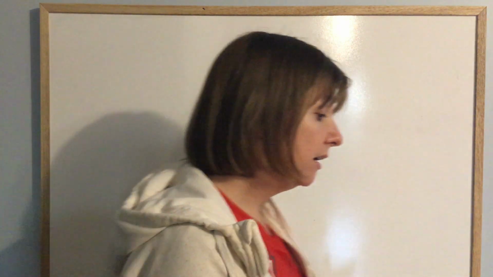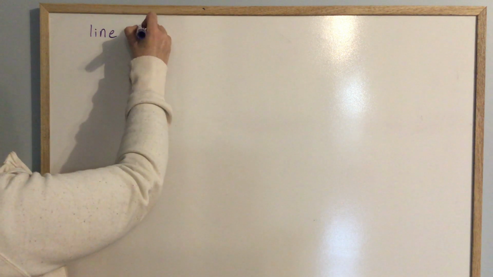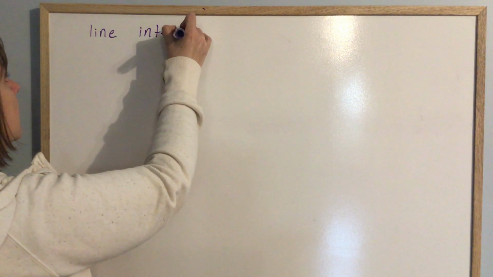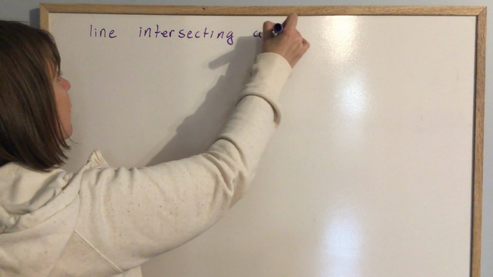So section 8.5 and 8.6, there are 6 types of questions that I will be asking you on the test. The first part is a line intersecting a circle.